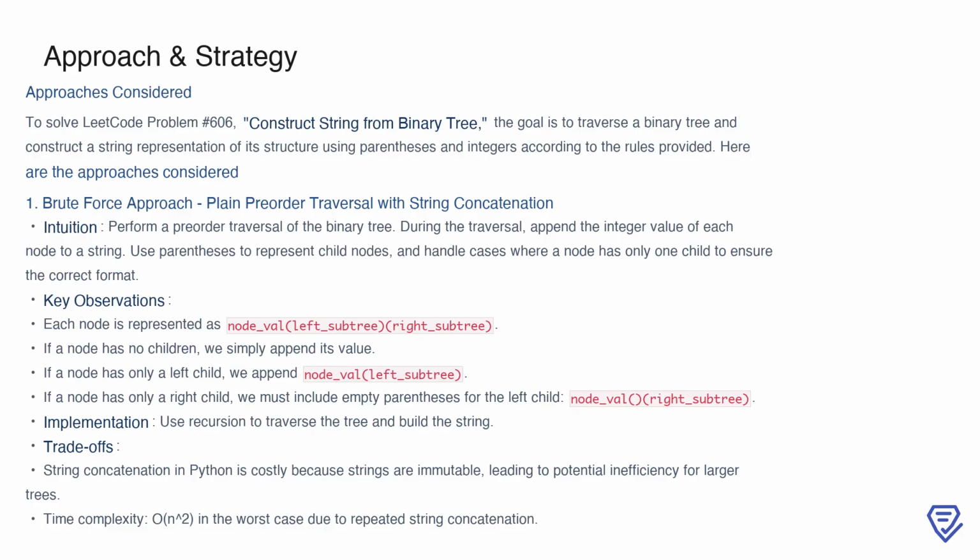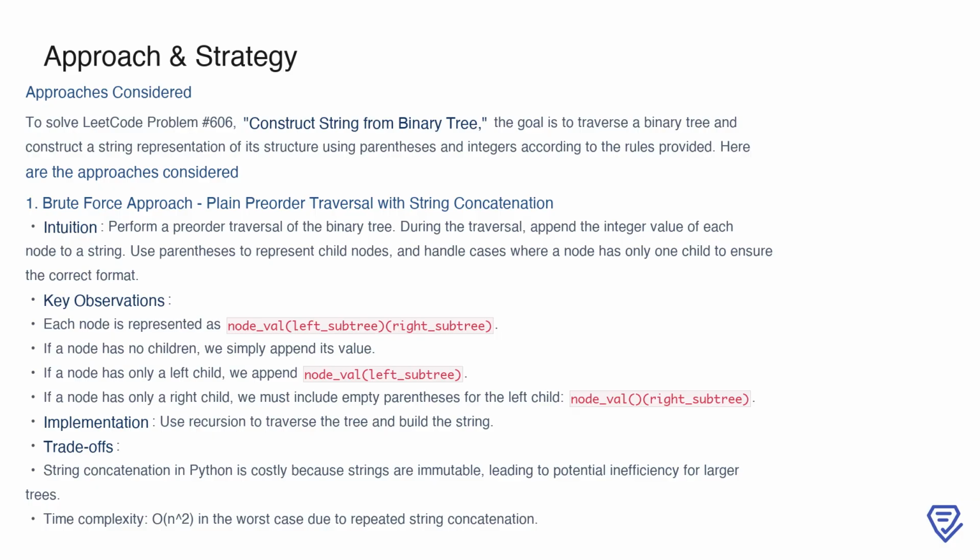The key idea here is to traverse the tree, appending the value of each node to the string while adhering to the problem's rules for parentheses. For example, a node with both left and right children would be formatted as the node's value followed by its left and right subtrees enclosed in parentheses.